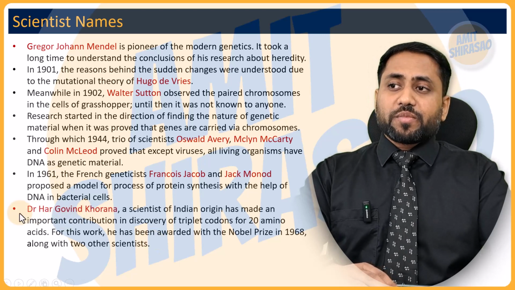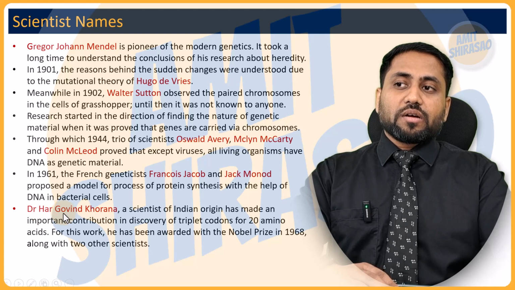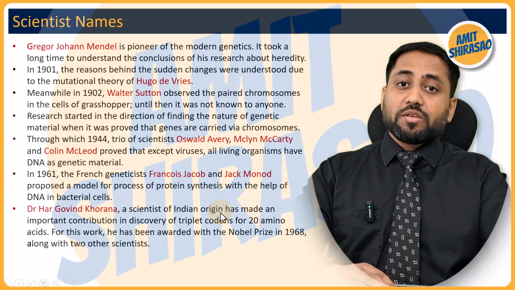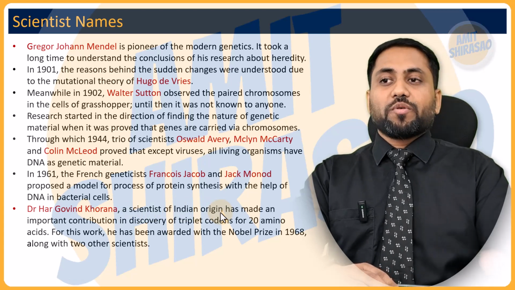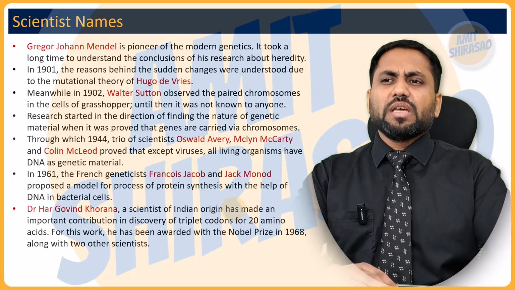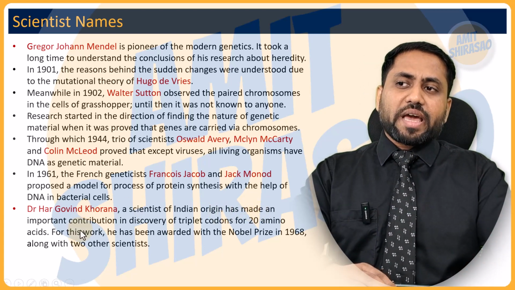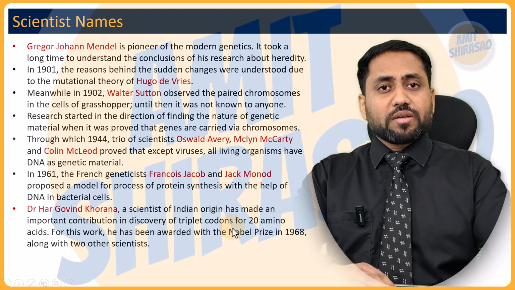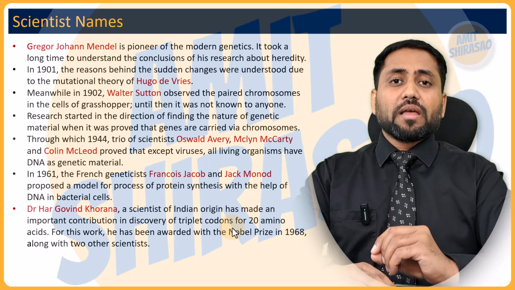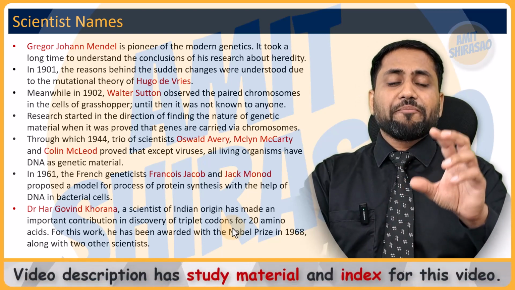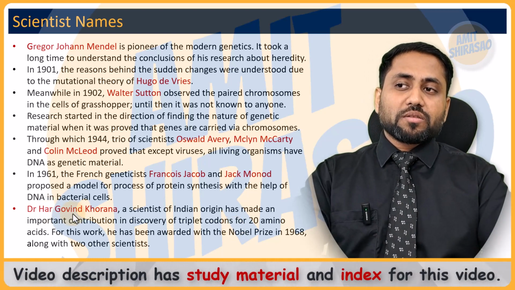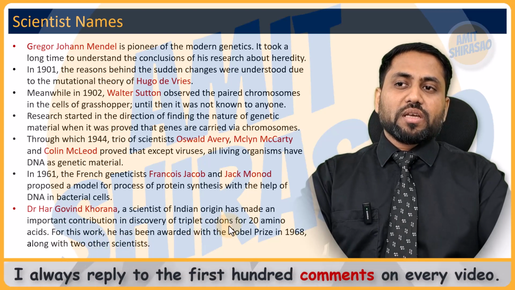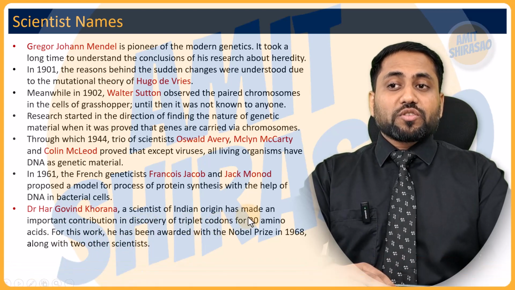Then this is an Indian scientist, Dr. Har Gobind Khorana, a scientist of Indian origin. That means he was not an Indian citizen; he probably took the citizenship of some other country, must be the US. He made an important contribution in the discovery of triplet codons. You have heard about codons all through this chapter. A significant amount of the discovery about codons was done by Har Gobind Khorana along with two other scientists. So the discovery of triplet codons for 20 amino acids.